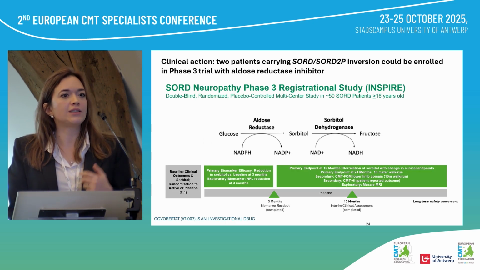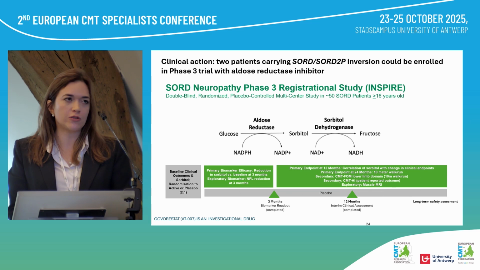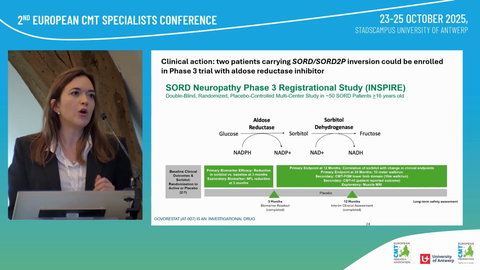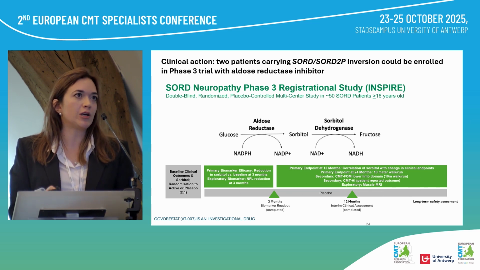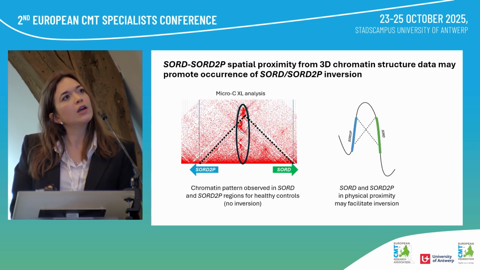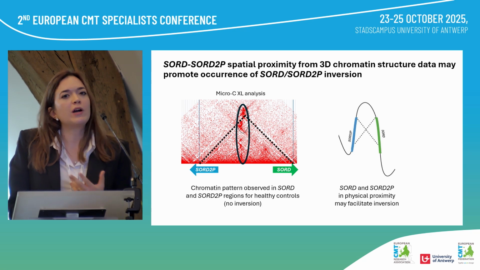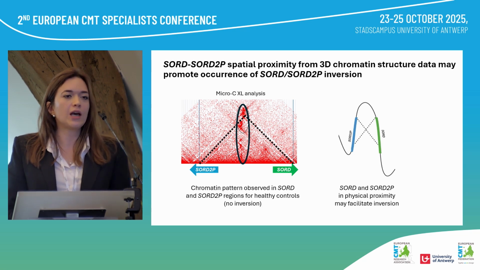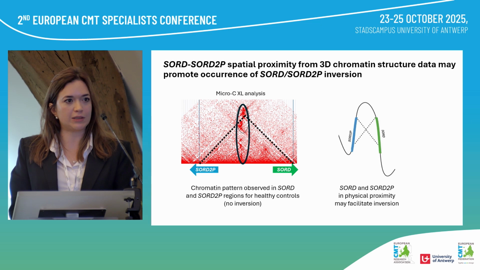And this finding had direct clinical implications for the patients, as 2 of them were enrolled in the clinical trial we heard about yesterday on the efficacy of govorestat. Finally, we ask ourselves, why are these inversions so common? And the answer may lie in the 3D chromatin structure.